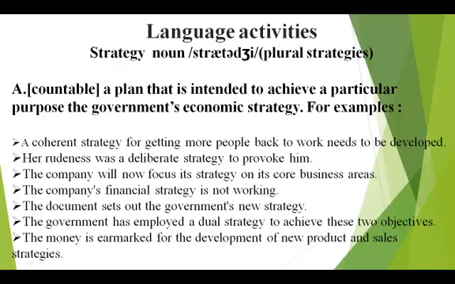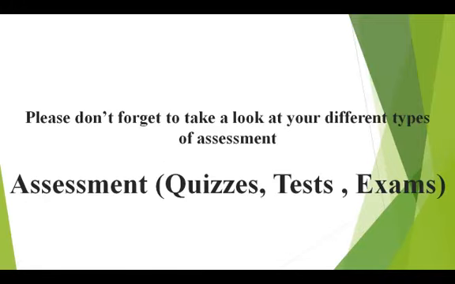Language activities. The word strategy, as a noun, as a countable noun, means a plan that is intended to achieve a particular purpose. The government's economic strategy, for example: the document sets out the government's new strategy. The company's financial strategy is not working.